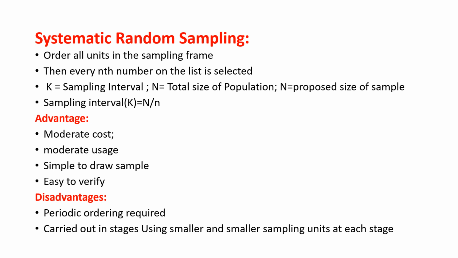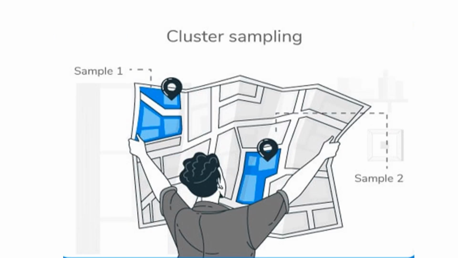If k is the sampling interval, capital N is the total size of population and small n is the proposed size of sample, the sampling interval k is capital N divided by small n. The advantage is moderate cost, moderate usage, simple to draw sample, easy to verify. But the disadvantage is periodic ordering is required. Now let's come to cluster sampling.